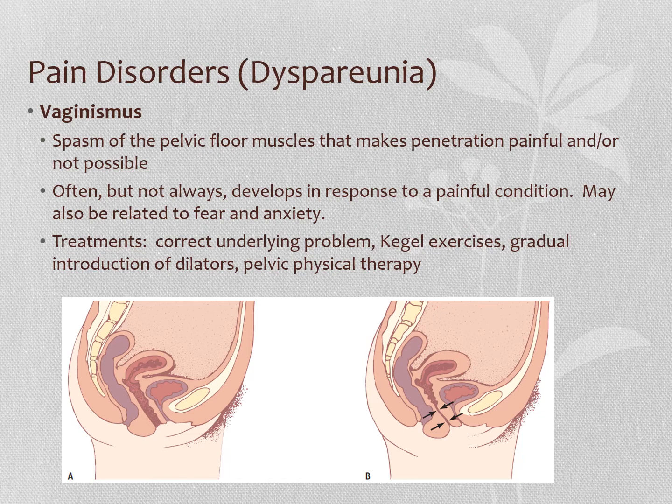Another cause of female pain with intercourse is something called vaginismus. What this is, is spasm of those pelvic floor muscles that squeezes tight the outer vagina. And it can make penetration painful or sometimes even not possible because it's just like, you shall not pass, right? It's just totally closed down and clamped down.